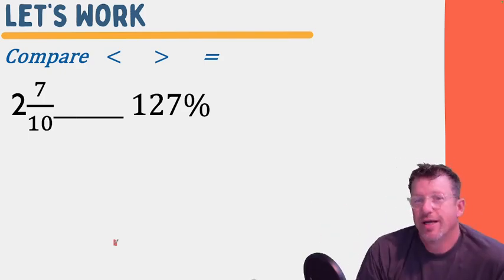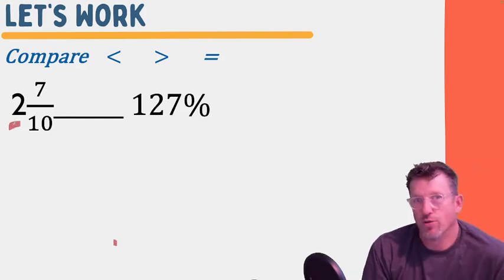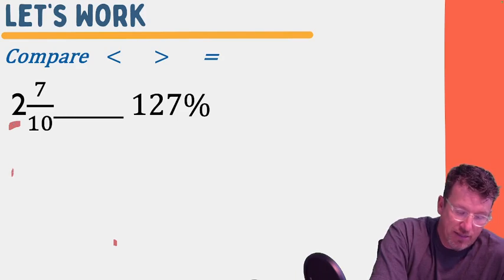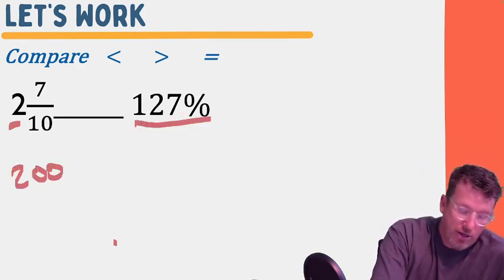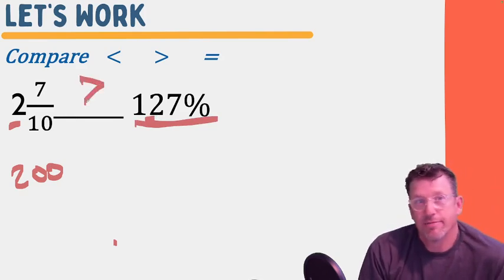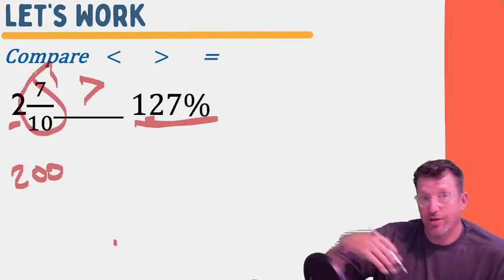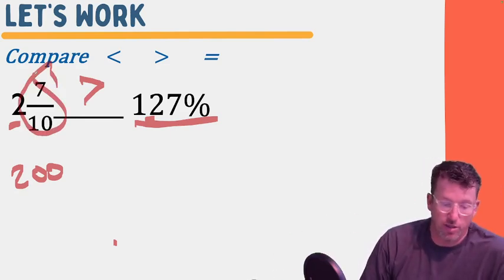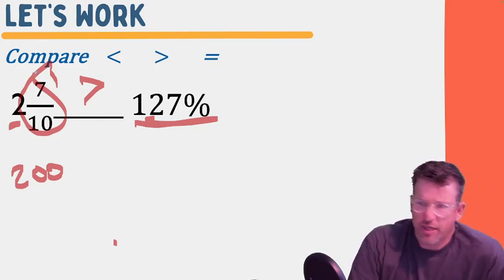So 1 equals 100%. Well, I have a 2 over here. I have 2 wholes. So right off the bat, this number over here is 200% or more. And we already know this one is 127%. So this is bigger, because we could turn this into whatever we want to turn it into, but it's just going to be 200 and something else percent. And 200% is already bigger than 127%. You see how you can think your way through those?